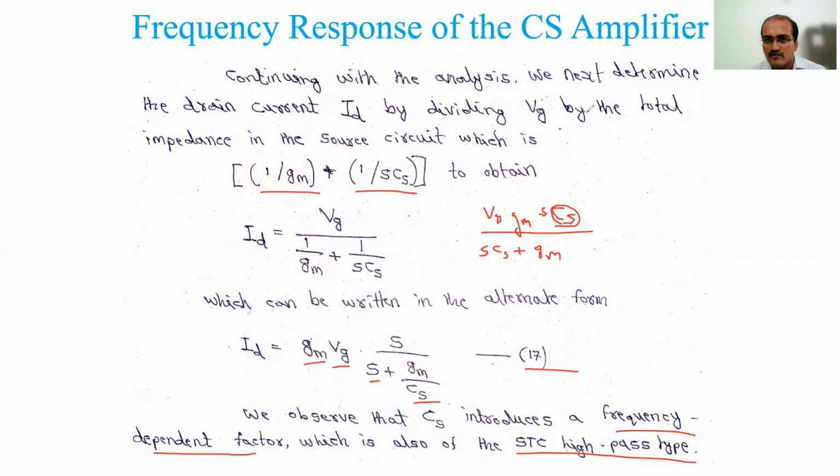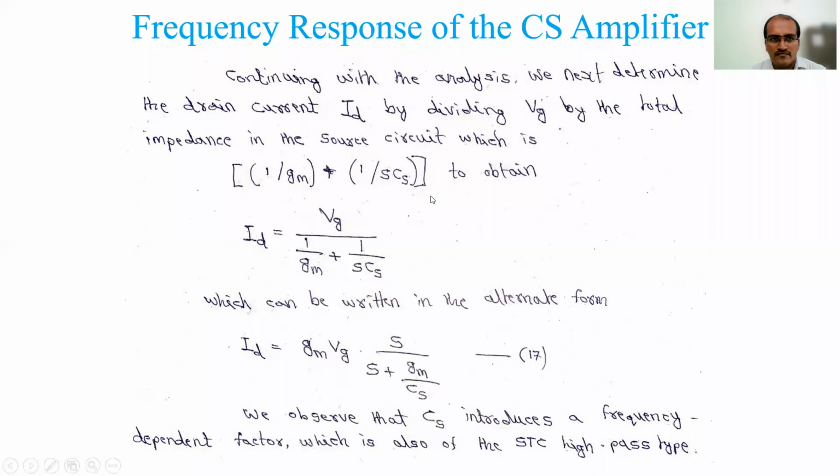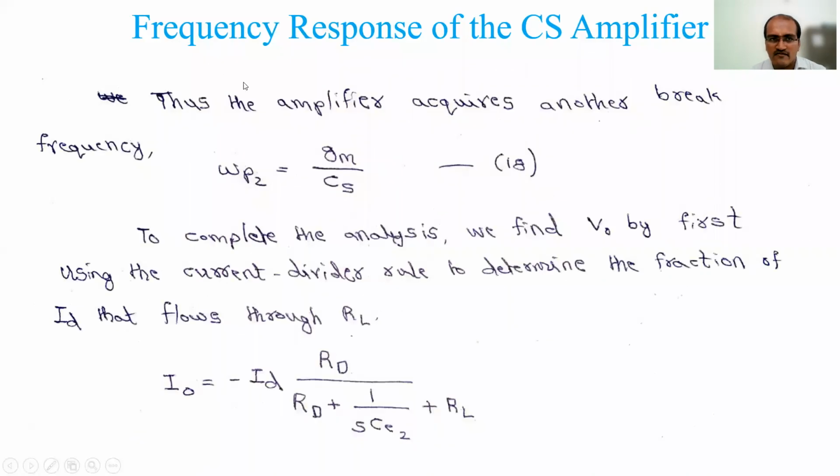So thus the amplifier requires another break frequency. Now this I will denote as WP2, which is given by gm by CS, that is the denominator term what you have, and we denote it by these symbols. So now this is your second corner frequency.